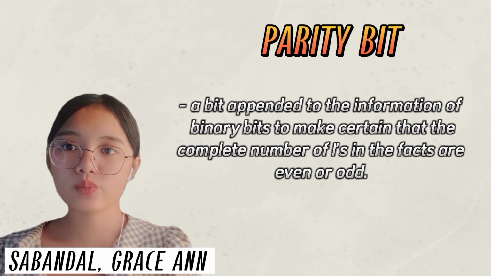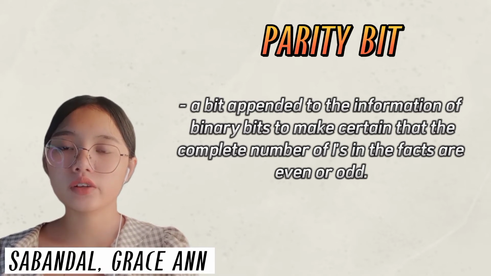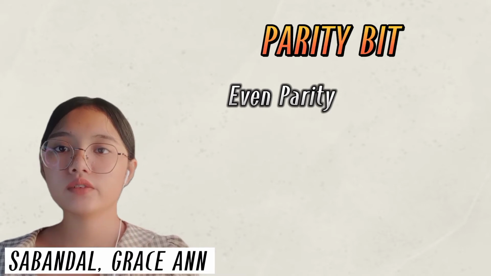A parity bit is a bit appended to the information of binary bits to make certain that the complete number of 1s in the data is even or odd. Parity bits are used for error detection and it has two types. First, we have the even parity.